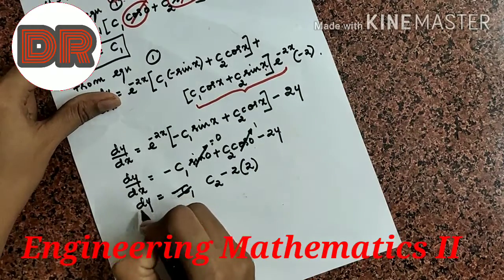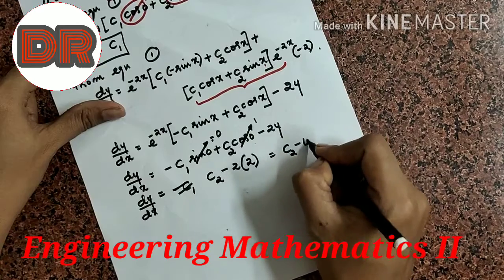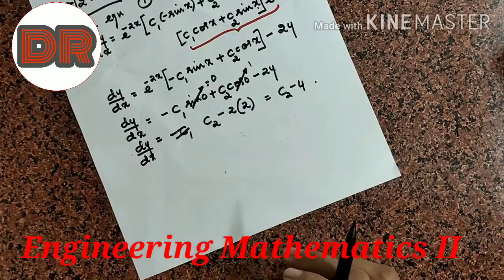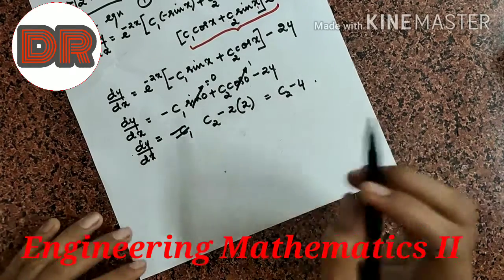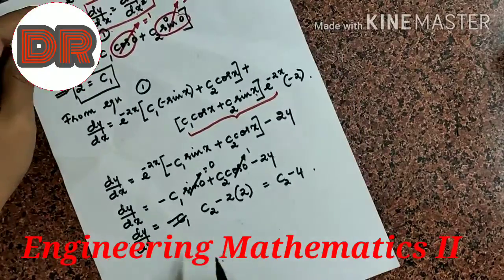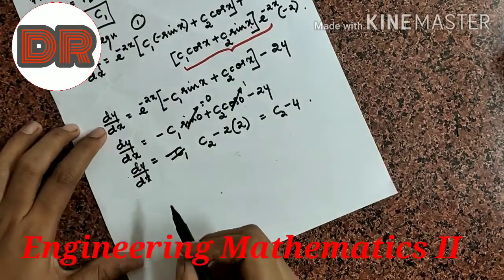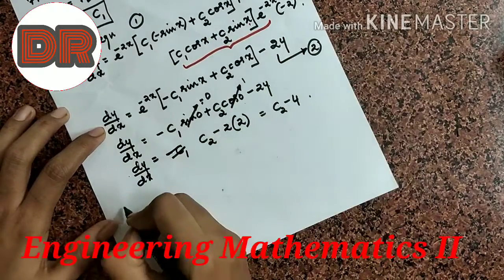So, this is dy by dx. So, we got c2 minus 4 as dy by dx. Now we also need d square y by dx square. So, let me write this as equation 2.